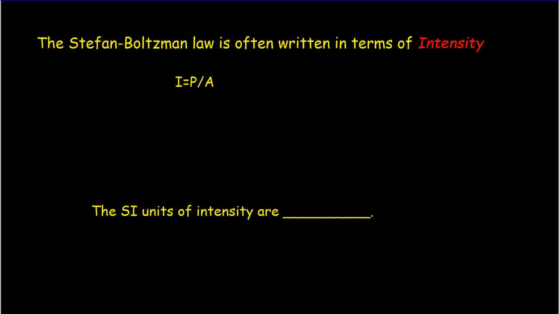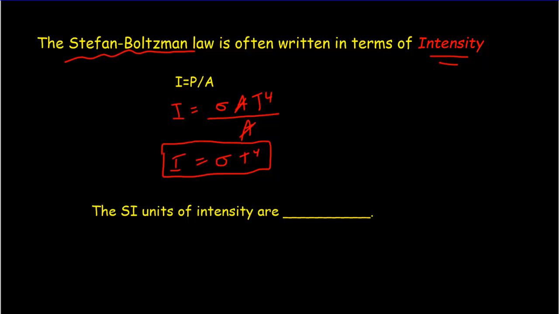Typically, we write our Stefan-Boltzmann law in terms of intensity rather than power, and so that would mean that the intensity would be equal to that expression that we just wrote down, sigma A T to the 4th. But for intensity, of course, we divide the area out, so we're just going to get an expression with a sigma and a T to the 4th. And remember, the SI units for intensity are watts per meter squared. Power striking per unit area.